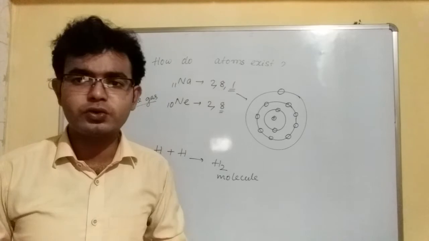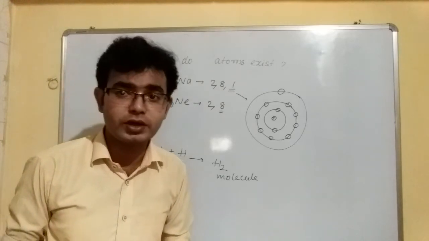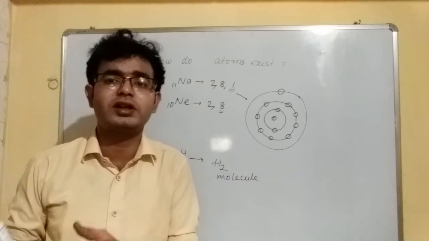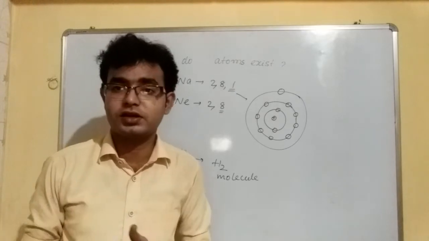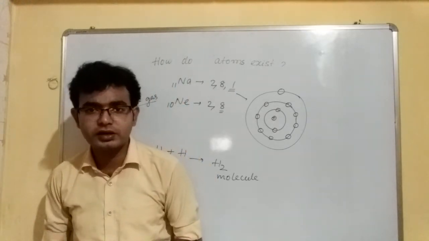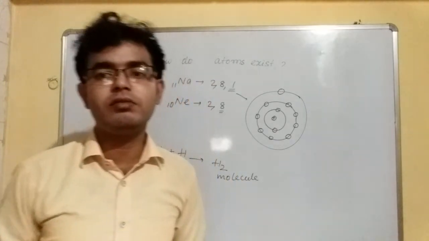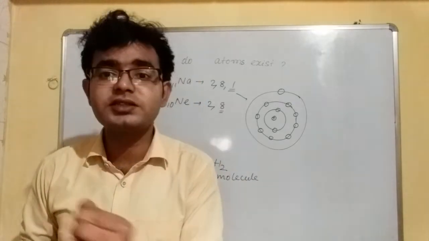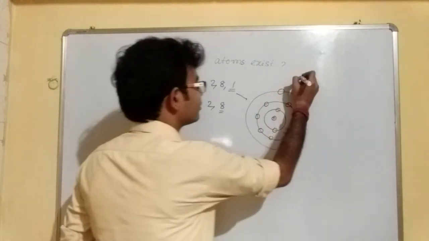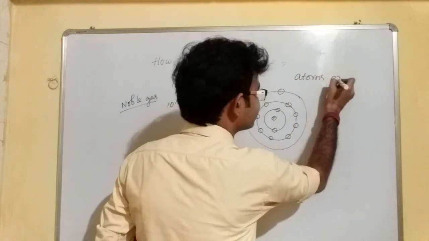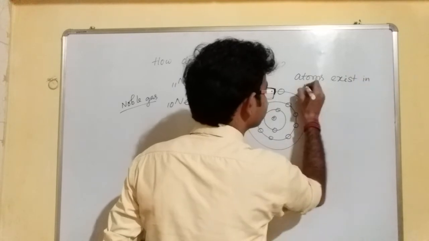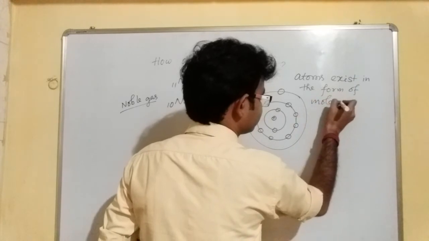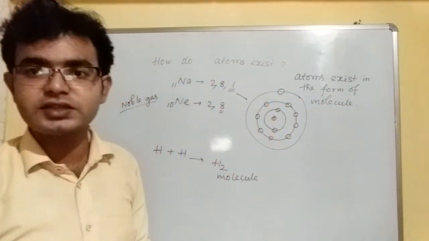It is not needed for neon to react with other substances. It can exist independently. But sodium, hydrogen and other elements which do not have a filled valence shell, or filled last shell, cannot exist independently. They have to combine with any other element to form a compound or molecule. So atoms exist in the form of molecule. Okay, number one, atoms can exist in the form of molecule.